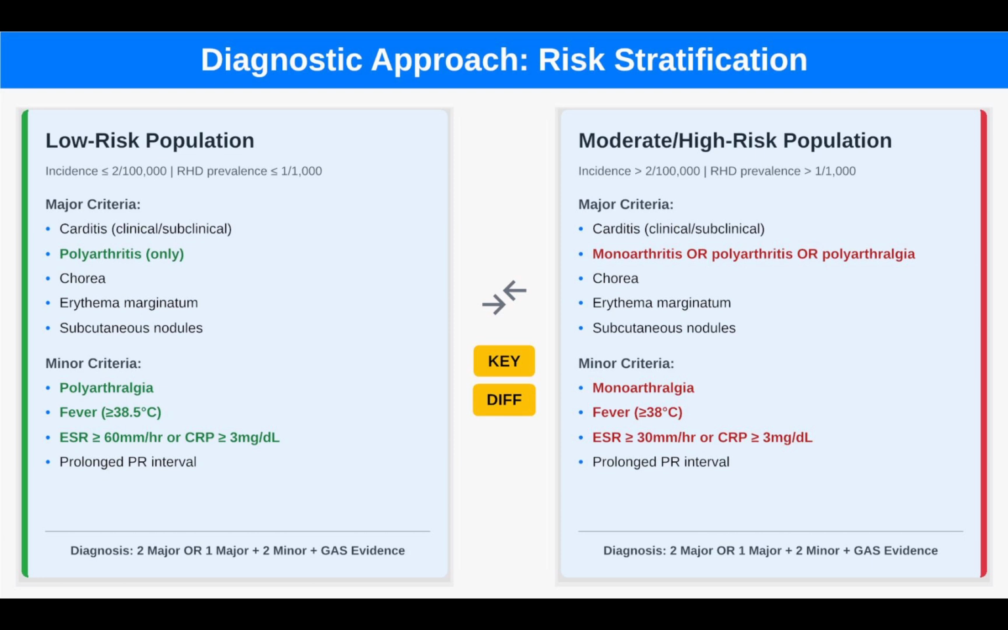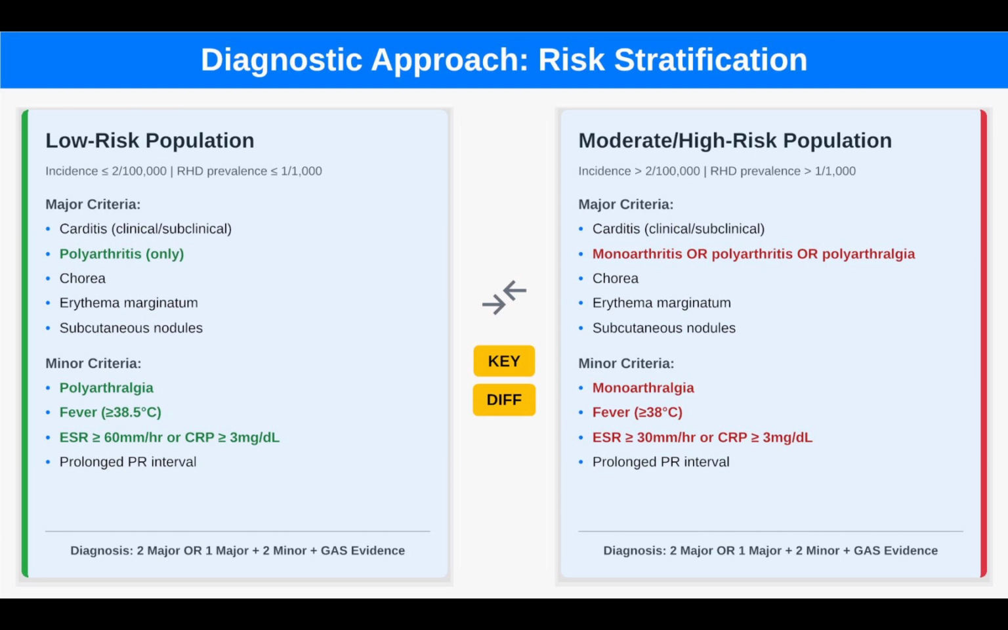Now consider the moderate and high risk populations. This is our reality in India, where acute rheumatic fever incidence is greater than 2 per 1 lakh or RHD prevalence exceeds 1 per 1000. Here the guidelines become more flexible, allowing us to capture more cases. For major arthritis, monoarthritis or even polyarthralgia can be considered. For minor arthralgia, monoarthralgia is accepted.